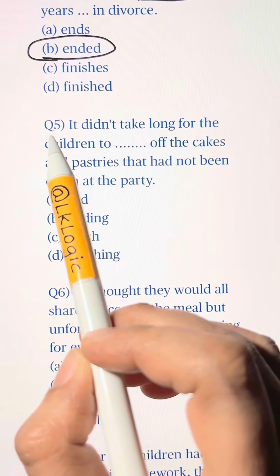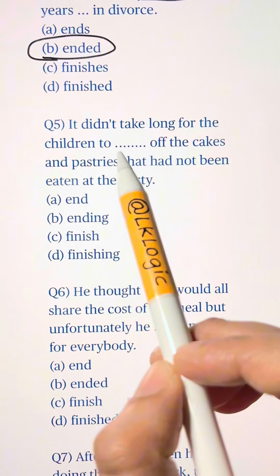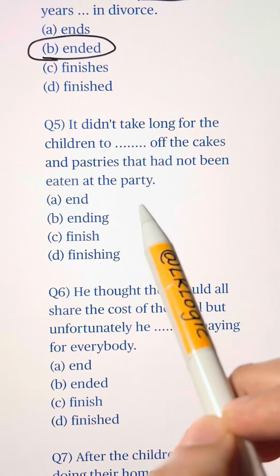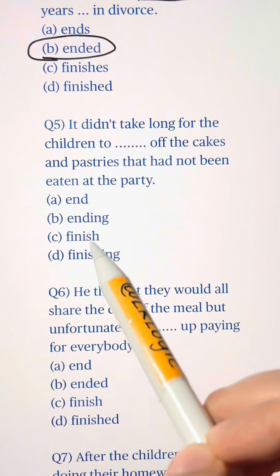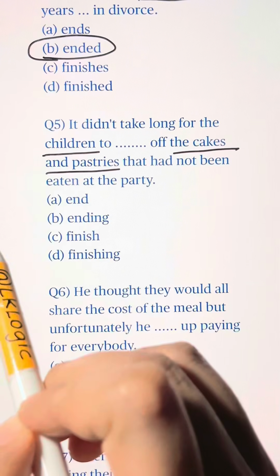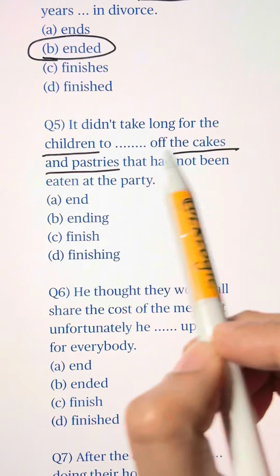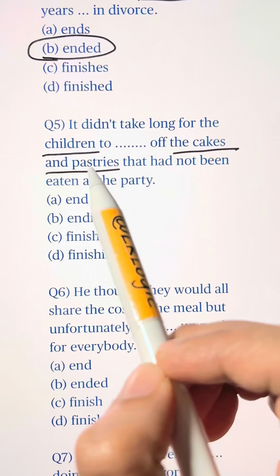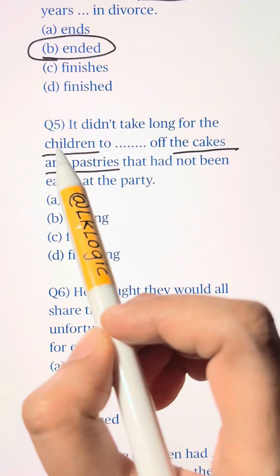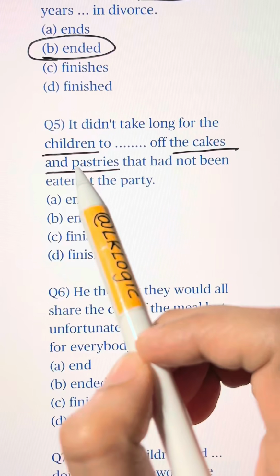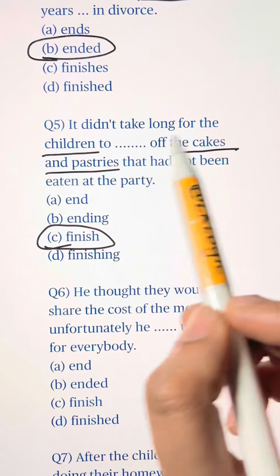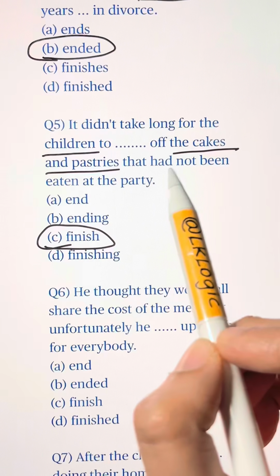Question number 5. It didn't take long for the children to blank off the cakes and pastries that had not been eaten at the party. End, ending, finish, or finishing. So what do you think? Someone is doing something. Someone is finishing something. You cannot say ending something. They're eating cakes. They're completing a task of eating. They're finishing a task, completing an action. So we use finish here. It didn't take long for the children to finish off the cakes and pastries that had not been eaten at the party.